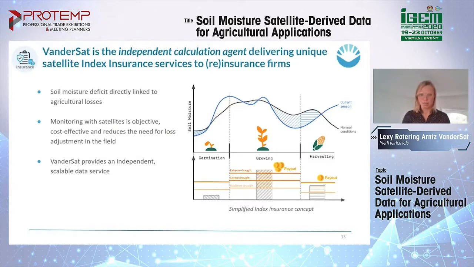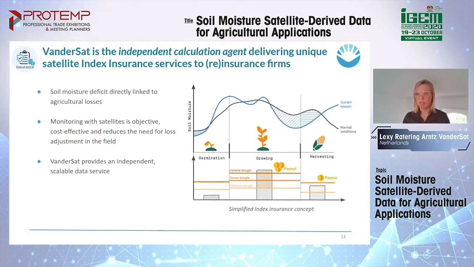In this case, if you talk about index insurance, the loss adjuster is actually replaced by a satellite observing the Earth. Because we know that the soil moisture deficit is so directly linked to agricultural losses, it can be a parameter that estimates the agricultural losses. So if you're monitoring the soil moisture throughout the season and you can see a soil moisture deficit building up, at a certain point you also know that this will cause damage to the crop. So that's the basis of index insurance.